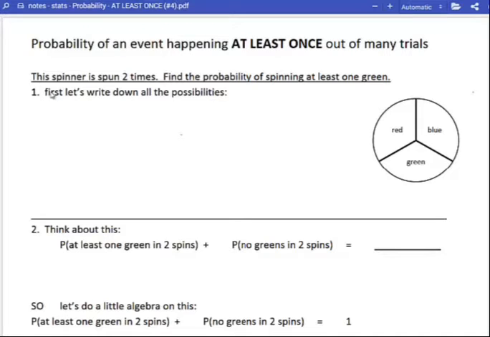Hi class, this is still 5.3. It is just a continuation. It is the formula for at least once, which you will see in your homework.